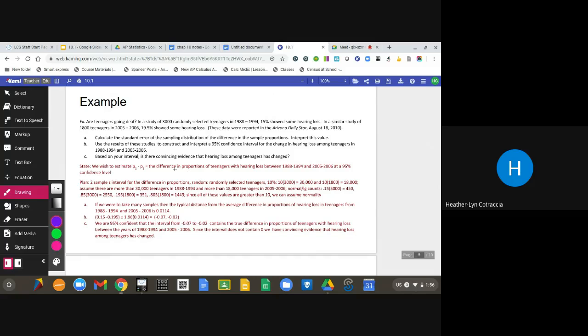Your standard error, I did do that. I don't know if I did this exactly in steps. I did. I don't know if I showed all of my work, so sorry about that. Let's see here. Maybe by chance, did I put it over here?